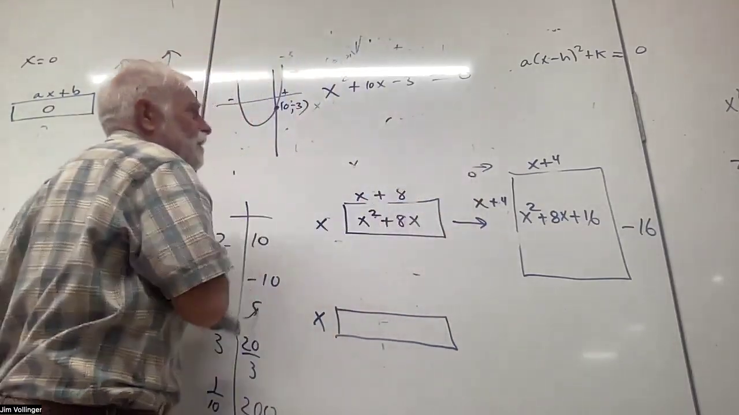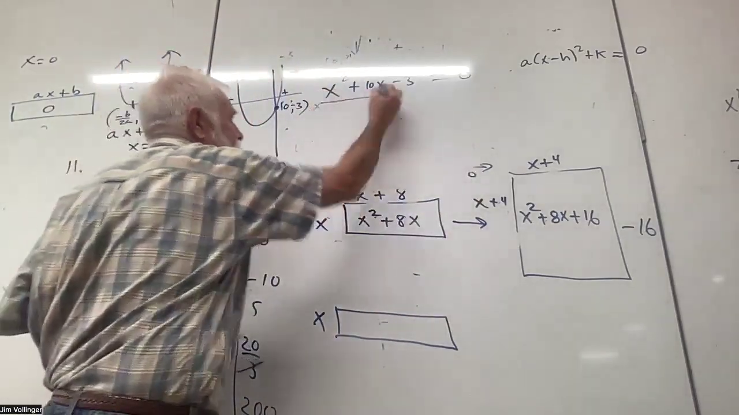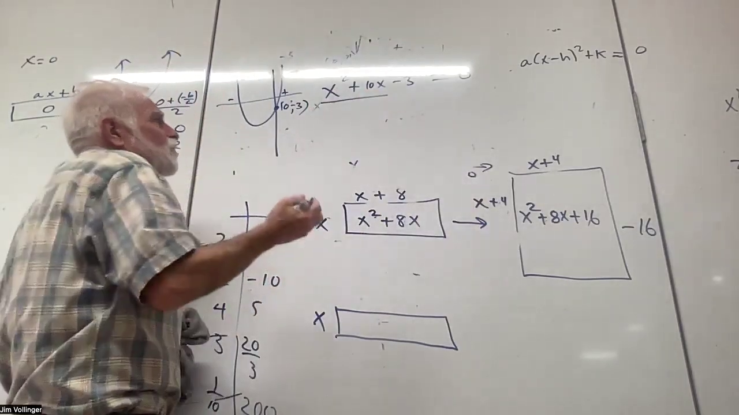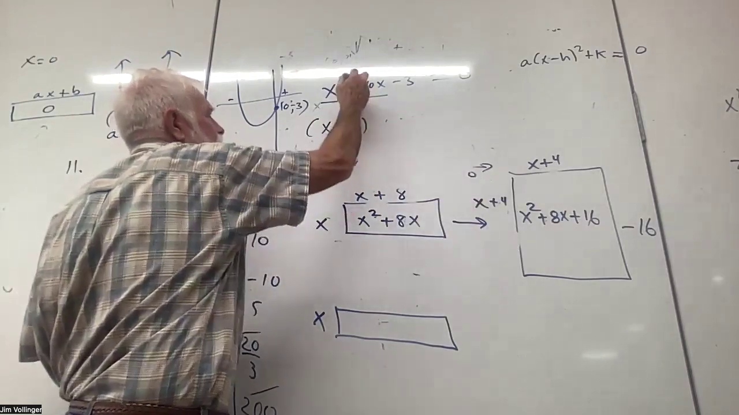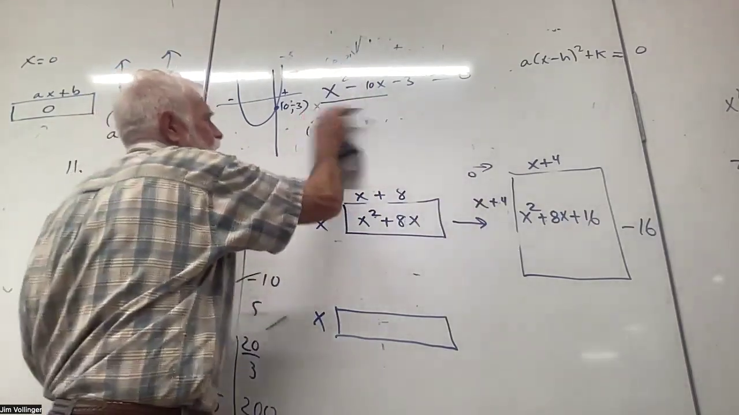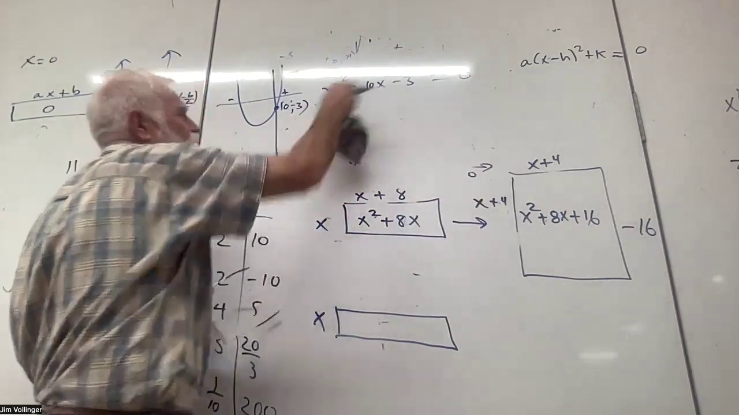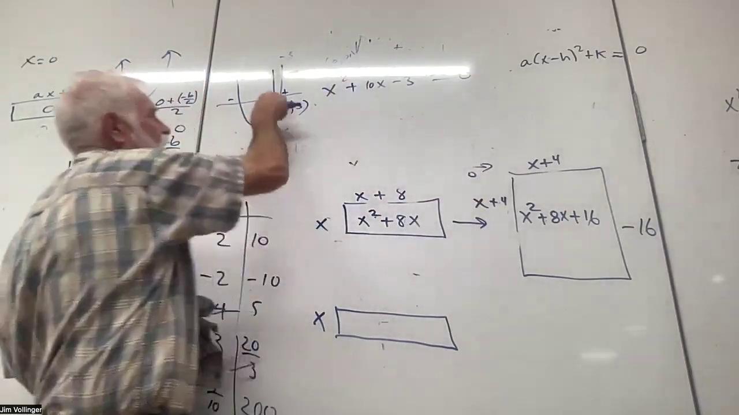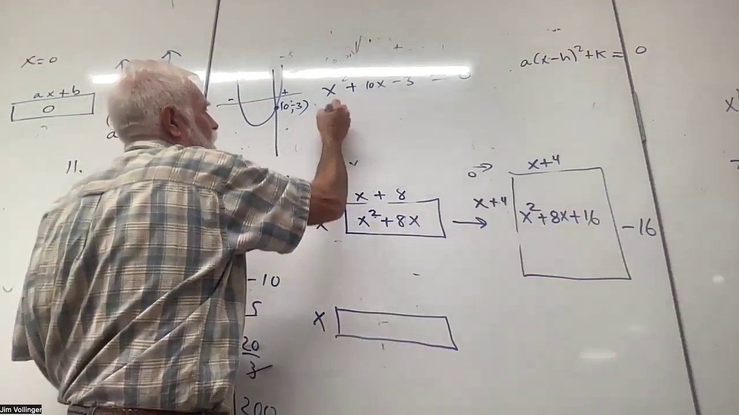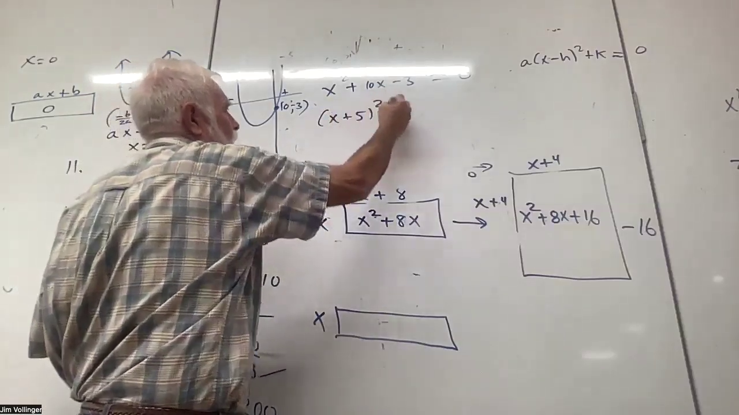I wouldn't do the quadratic formula here. It's too easy to write that as a square. So that's x plus 5. Let me change this to -10, just because I did positive the last time. All right, so x plus 5 squared minus 25.